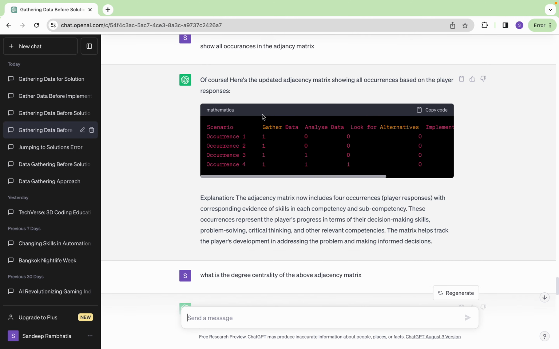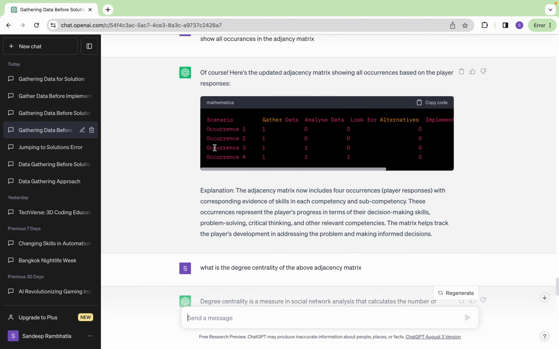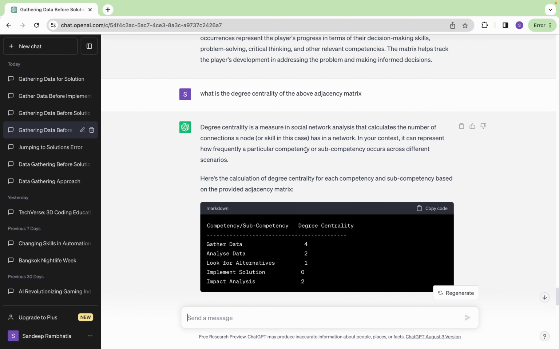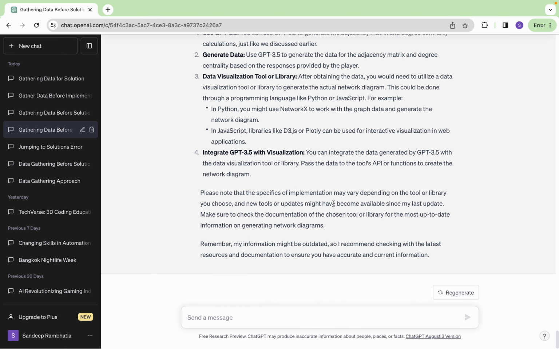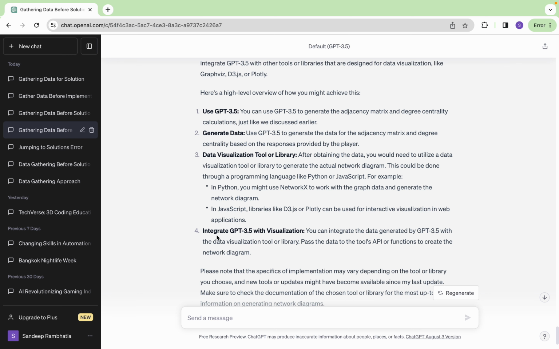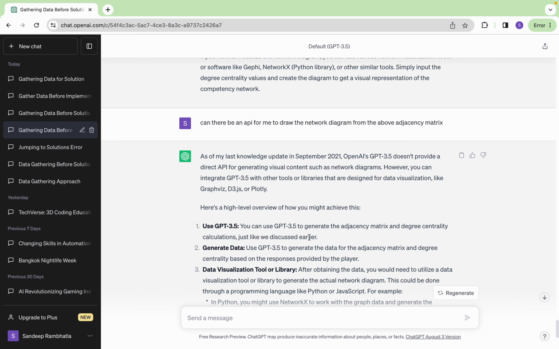For each of the occurrences, I've asked it to measure the adjacency matrix, and I've also asked it to give a degree centrality score. When I asked it to visualize, obviously it asked me to look for the paid version of ChatGPT. I see huge potential here, specifically when it comes to story-based games, gamelets and other aspects that we are currently working on.